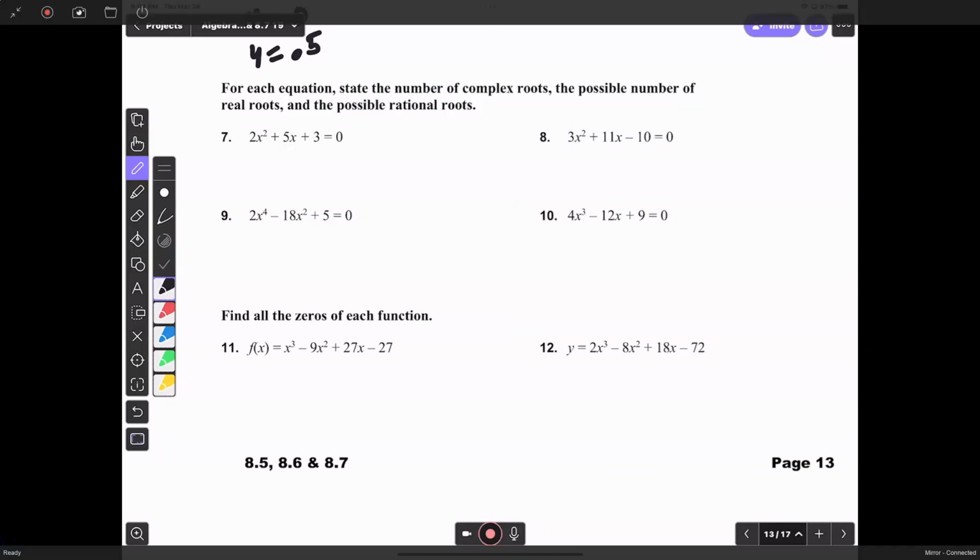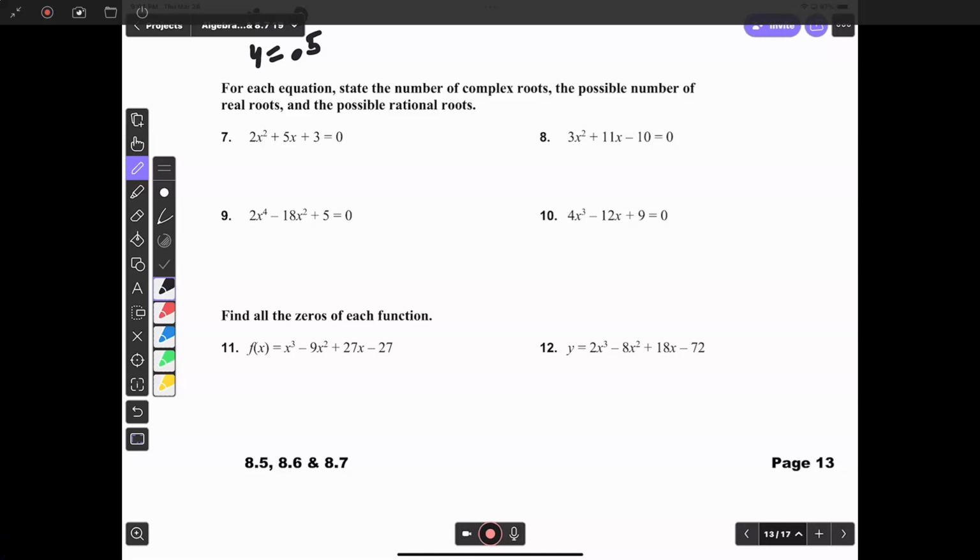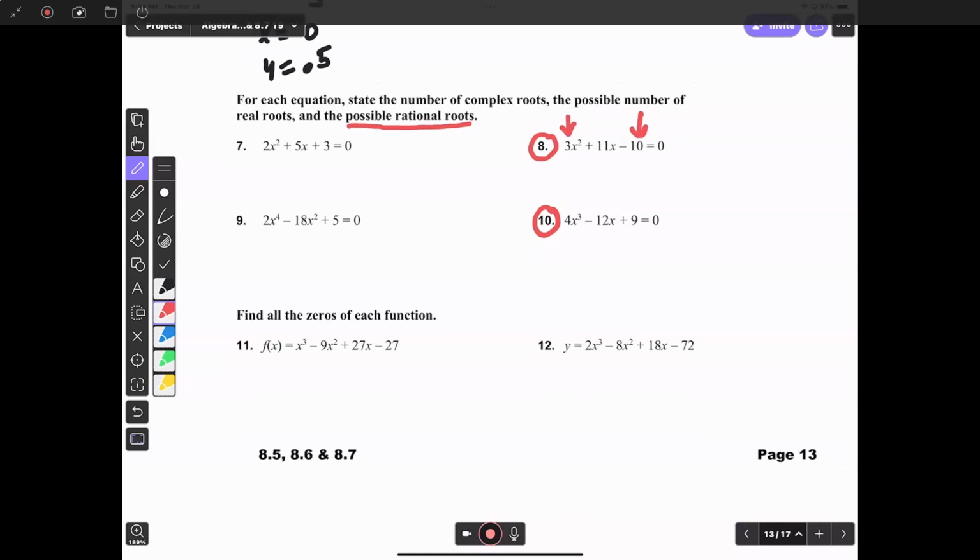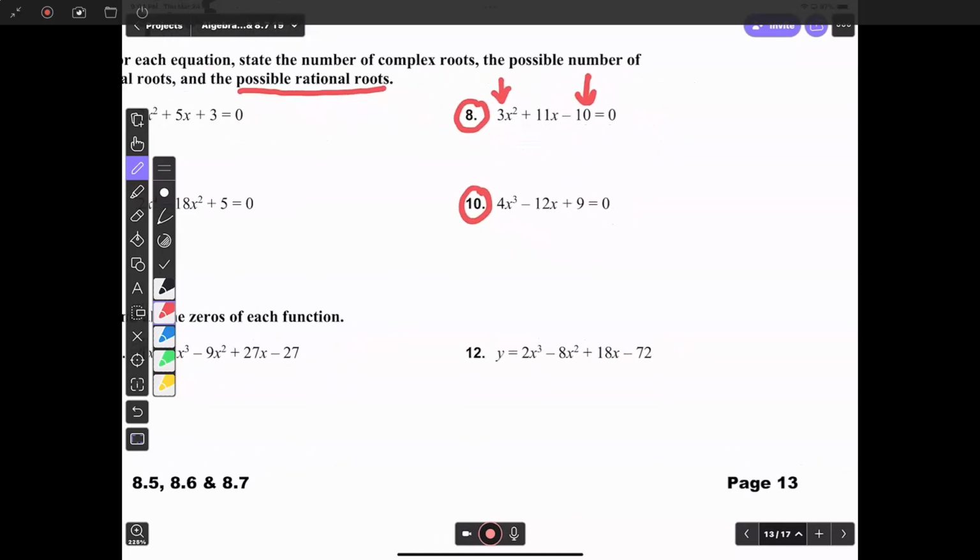For this part of the assignment, all you're doing is you're listing the possible rational roots. Now what I'm going to do is I'm going to go ahead and do number 8, and I'm going to do number 10. And then I'll let you do the easier ones, which are 7 and 9. Remember, to find the possible roots, it's going to be the factors of your constant over the factors of your leading coefficient. So I'm going to go ahead and move this over just a little.